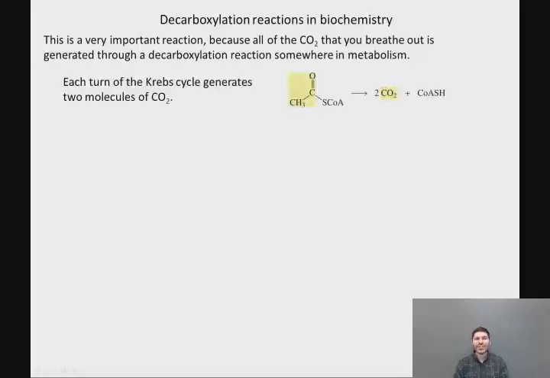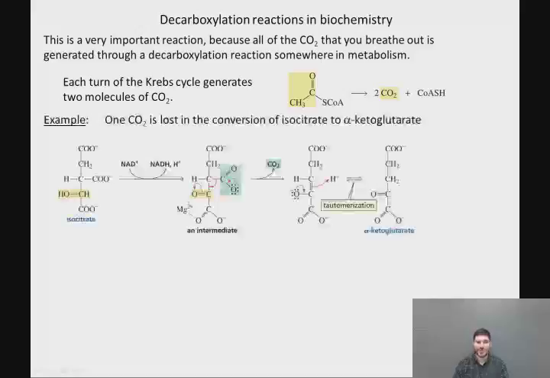Okay, so each turn of the Krebs cycle generates 2 molecules of carbon dioxide. So the net reaction of the Krebs cycle is that you take a molecule of acetyl-CoA and you generate 2 molecules of carbon dioxide plus a molecule of CoA. Those 2 molecules of carbon dioxide are generated in 2 different steps of the Krebs cycle, but they still eventually end up getting expelled through respiration.